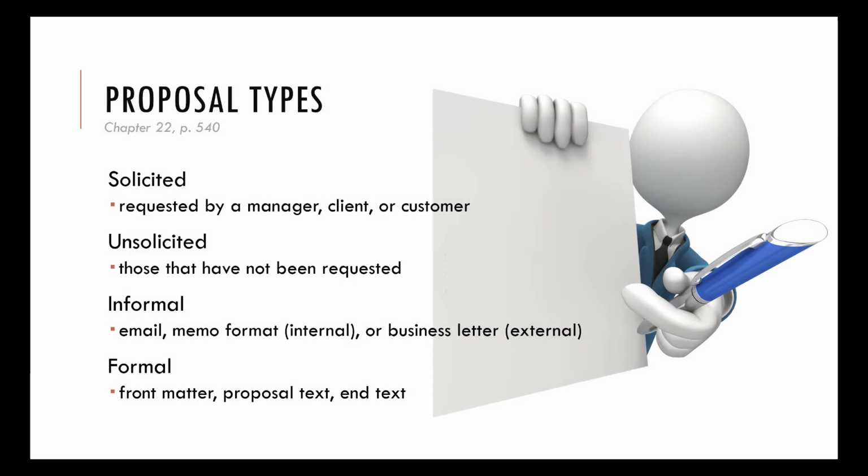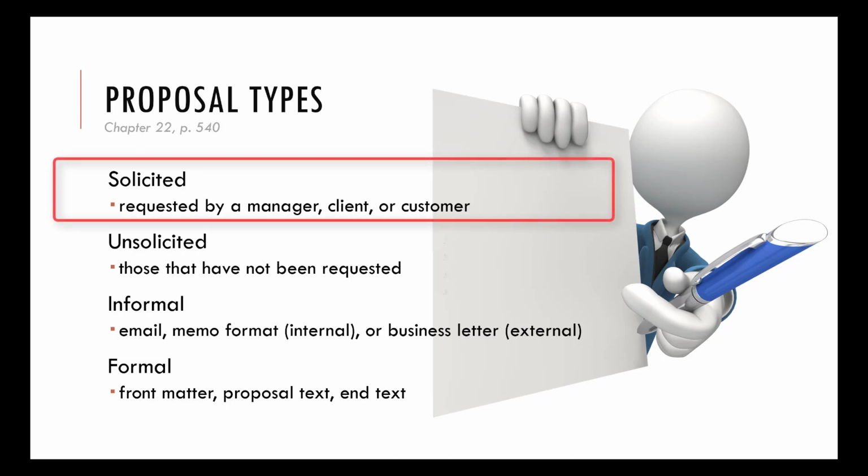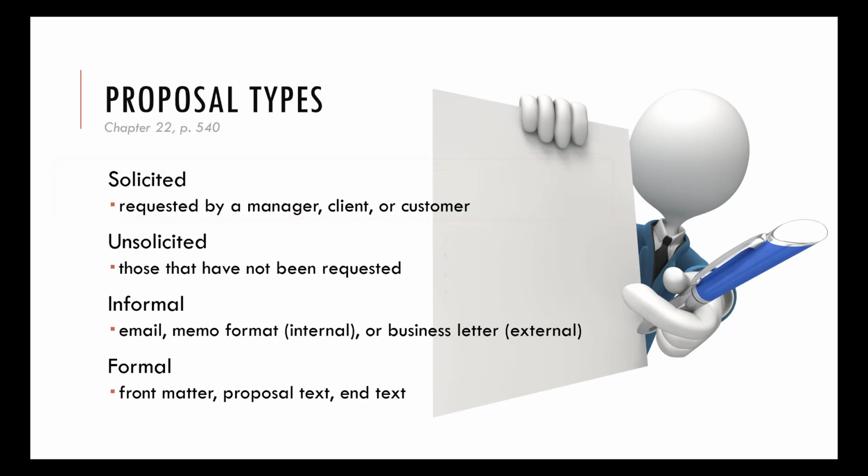There are a couple of proposal types. There are 2 types and there are 2 styles. So the 2 types are solicited and unsolicited. Solicited says that somebody has asked for a proposal. Either your supervisor, maybe a customer did, maybe you went online searching for something and you found a request for proposal. So that is a solicited proposal.